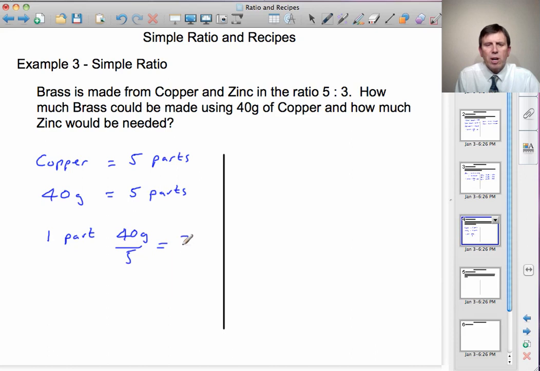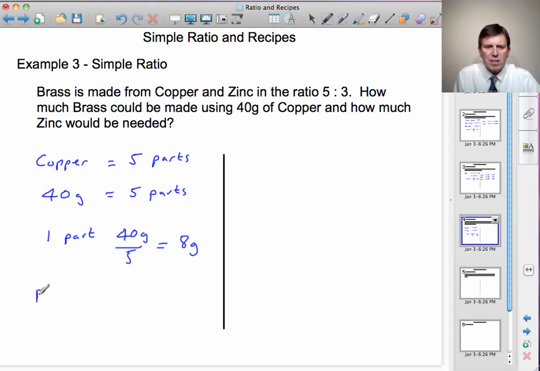And 40 divided by 5 is 8. So that means that 1 part of this material, of this brass, is 8 grams. Now, how many parts are there altogether? Well, if there are 5 parts of copper and 3 parts of zinc, altogether that makes 8 parts of brass.